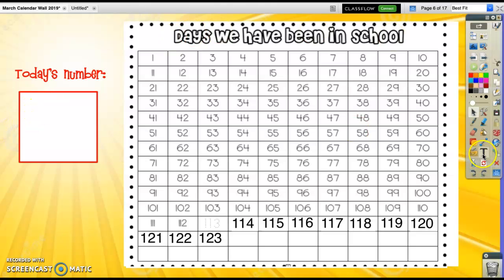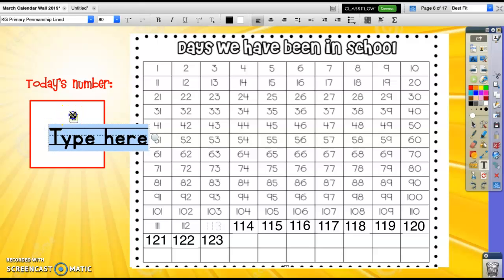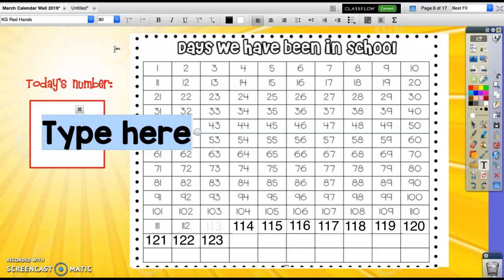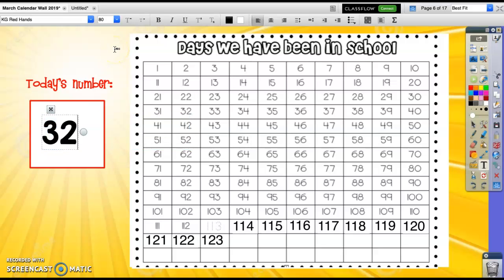Let's go over some numbers today. Let's change that font. Red hands. Okay, you ready? 32, very good. 49, awesome. 51, very good. 92, great. 6, good job. 17, awesome. 55, good, great.